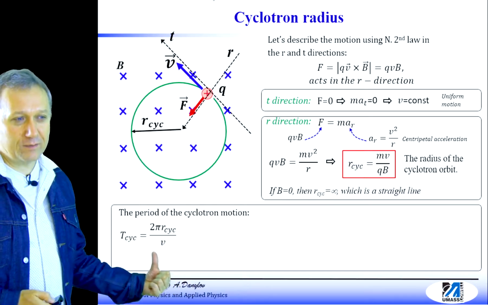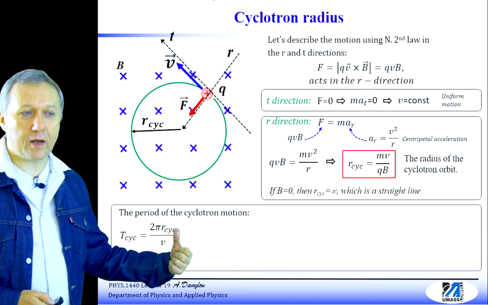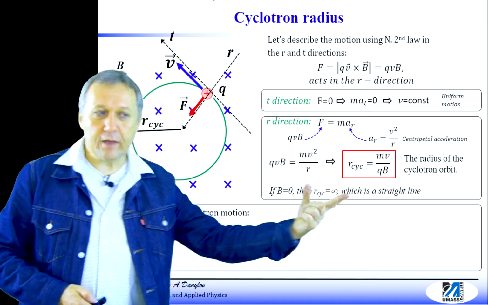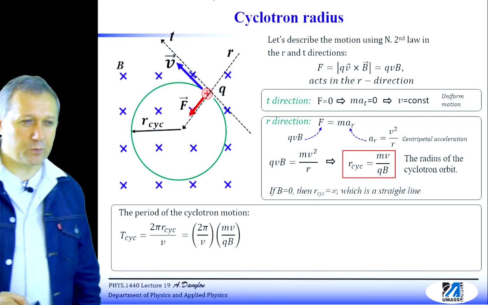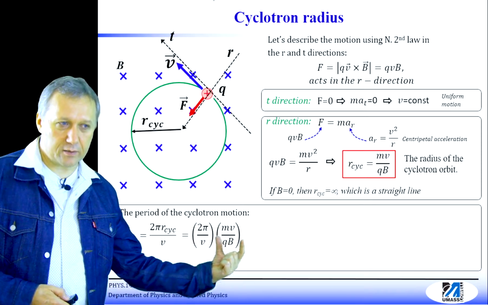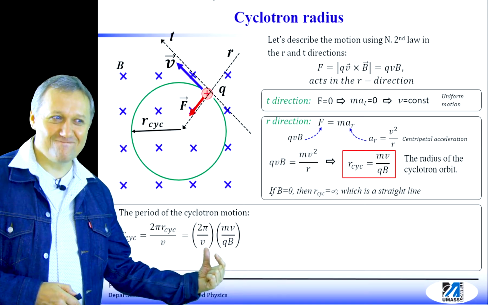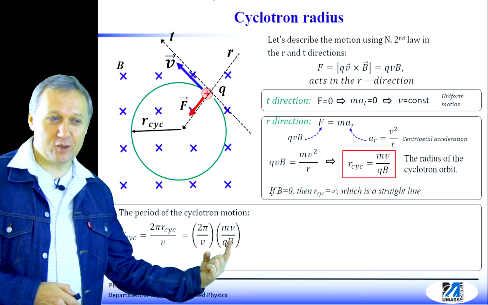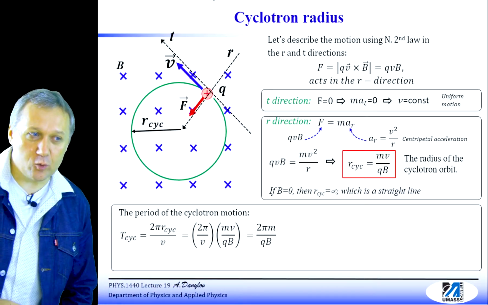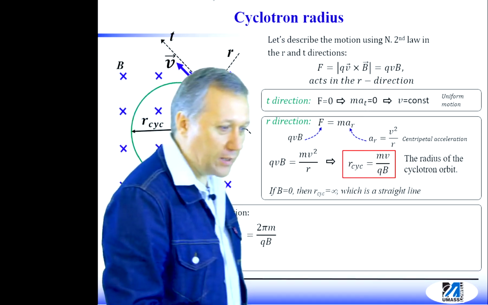But anyway, of course, usually the symbol for the period is capital T. T of cyclotron motion equals 2 pi r cyclotron divided by the speed of the particle. And the cyclotron radius expression we just derived, so we just need to plug it in. So we will get 2 pi v, and here in the bracket is my r cyclotron, mv divided by qB. And you see what happens with the velocity? It gets brutally cancelled. V in the denominator, v in the numerator, so of course v gets cancelled, and we're getting 2 pi m, m of course being the mass of the particle, divided by the charge times the magnetic field strength.